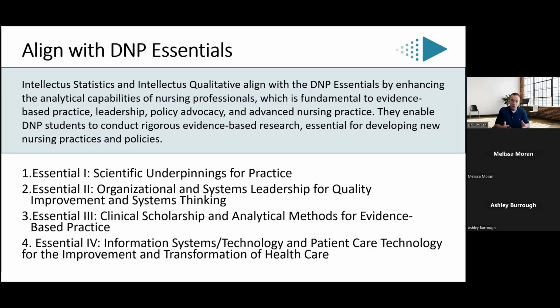For Essential 3, clinical scholarship and analytic methods for EB practice, Intellectus Statistics' advanced stat capabilities and IQ's analysis tool, together with the courseware, directly contribute to clinical scholarship. They enable DNP faculty or PhD faculty and students to conduct rigorous evidence-based research, which is essential for new nursing practice and policies.